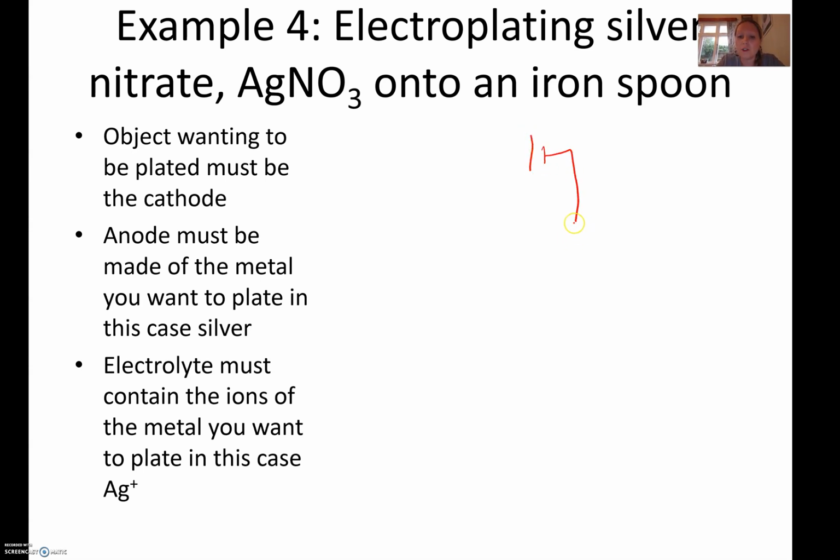Whenever you have this, the object that you want to plate must be the cathode. I'm terrible at drawing. That's my spoon, okay? And it's the cathode. And what happens at the cathode is reduction.